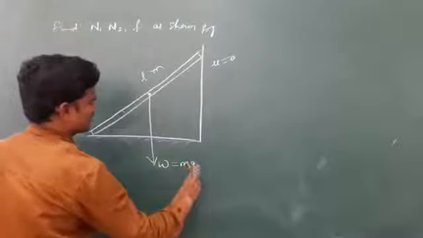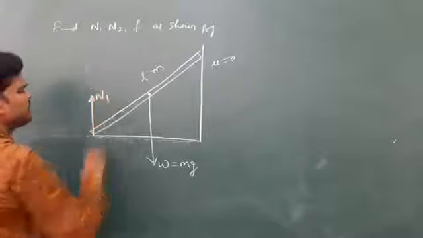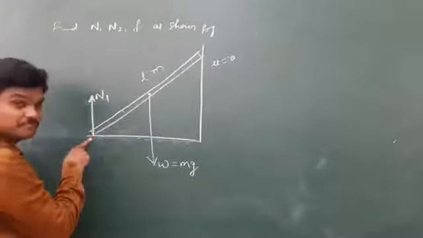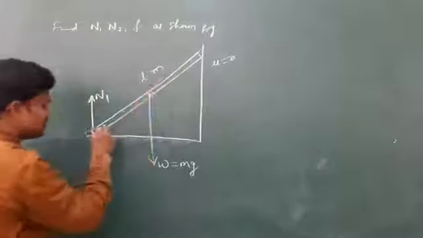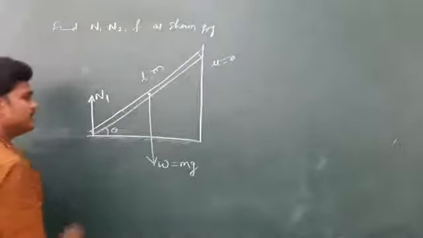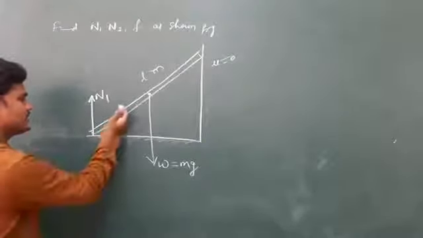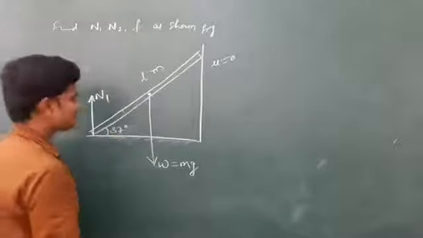This is equal to Mg. And here there will be a normal reaction force, that is N1. There is a contact force here and some friction is there. So the ladder is ready to move down this side. Let us suppose it makes an angle theta, or otherwise let us consider it makes an angle of 37 degrees.